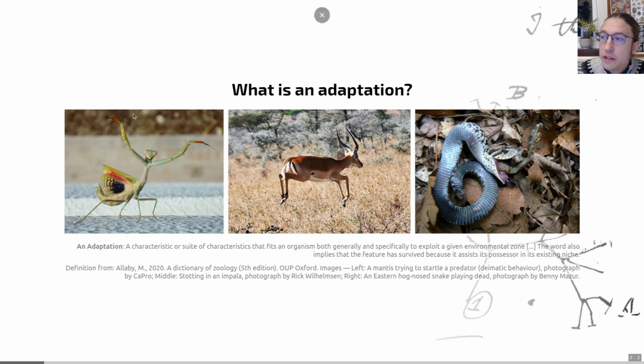So the first one on the left-hand side here, this is a praying mantis, and it's showing a deimatic behavior. That means a threatening or startling behavior to distract or scare predators. In the middle is an example of an ungulate. This is an impala doing something called stotting. This is a high jump with stiff legs and an arched back. This shows it has a high level of fitness to any potential predators, and hopefully will make it less likely that a predator will try and chase them down, because it suggests that they will outrun a predator. So it's another behavioral adaptation to reduce predation.